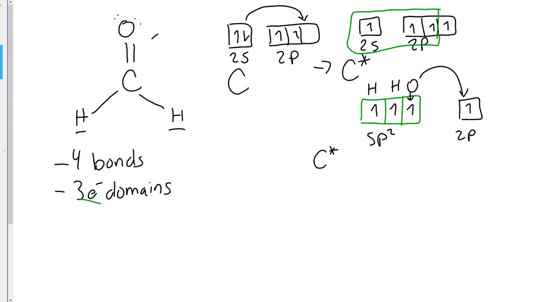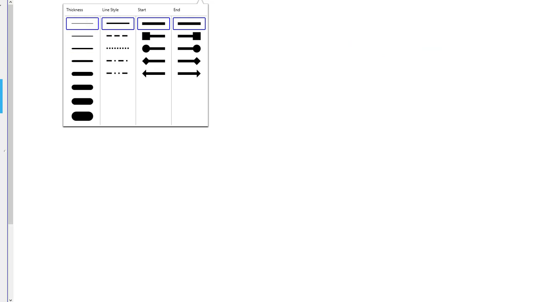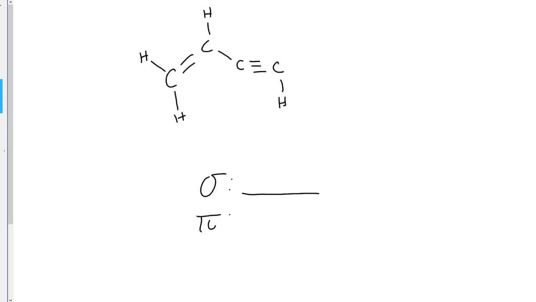It's a little bit simpler. So we can practice this on a smaller thing real quick. All right. And I have no idea if this is a real structure or not. I just made this up. The question is, in this structure, how many sigma bonds do I have and how many pi bonds do I have? So go ahead, write that down on your paper and count up how many sigmas and pis you have.